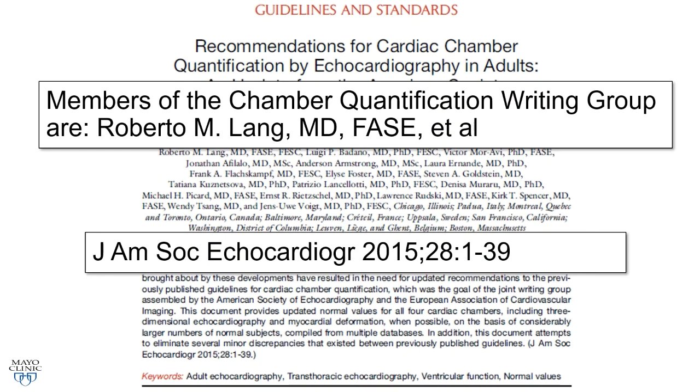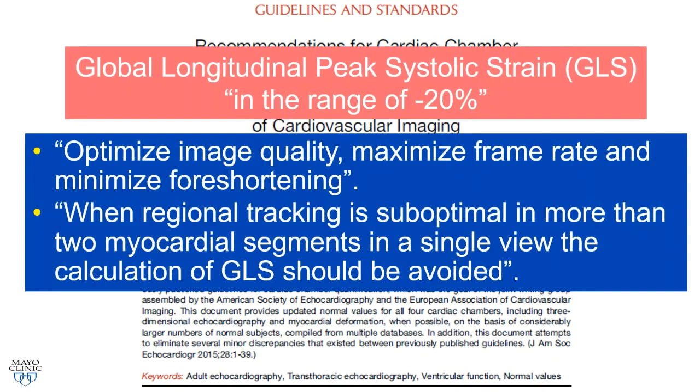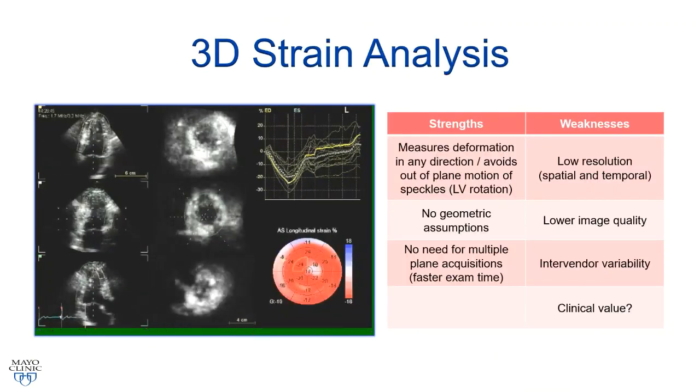Now, our chamber quantification guidelines tell us that the global longitudinal peak systolic strain in the range of about -20% is normal, and that we should optimize the image quality, maximize frame rate, and minimize foreshortening. And when regional tracking is suboptimal in more than 2 myocardial segments in a single view, the calculation of GLS should be avoided. What about 3D strain analysis?